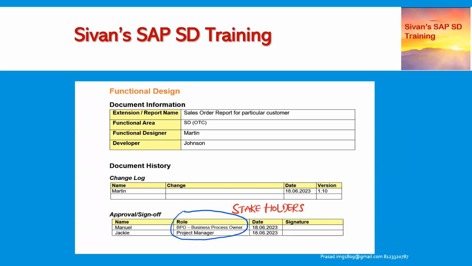See the functional design, document information: sales order report for a particular customer, functional area SD OTC, functional designer, for example, I have given Martin, developer is Johnson, and then document history, followed by the approval or sign off, from where we have to get it: the business process owner and the project manager. Manuel and Jackie I have written here, for example's sake. They are the stakeholders. So whatever change they have specified, according to that, we are going to do it.